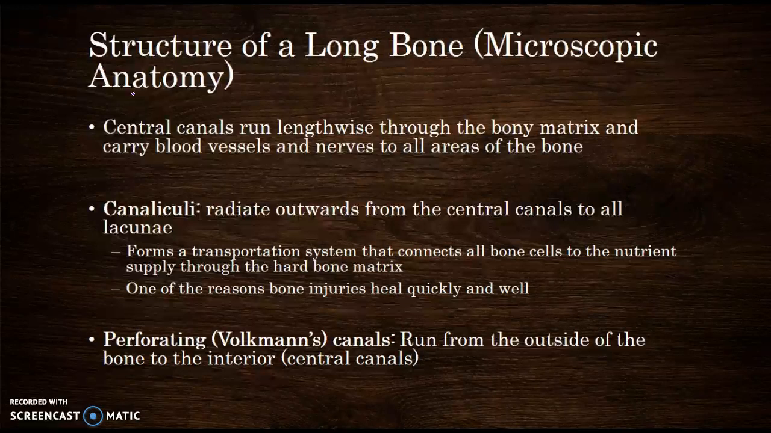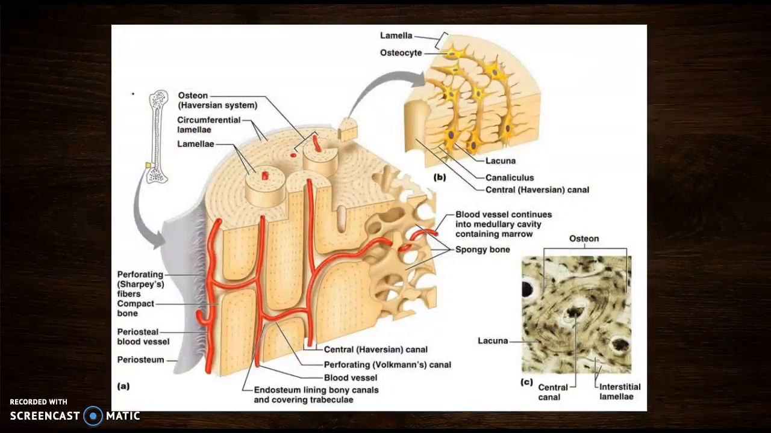These are going to run from the outside of the bone to the interior. So this is what's allowing blood vessels to actually go into the bone. So if we look here, here would be an example of a Volkmann's canal. Anytime you see these that are going to basically go out of the bone, those are going to be your Volkmann's canal.